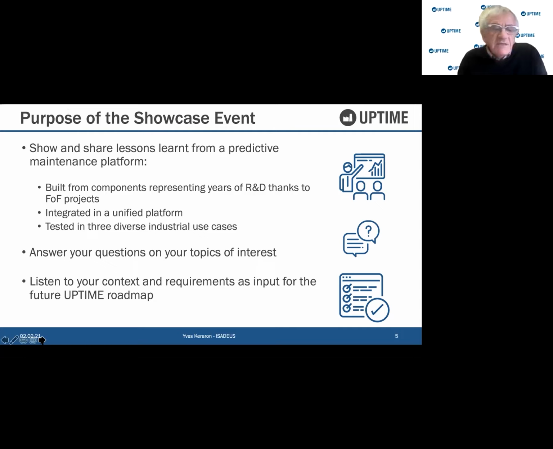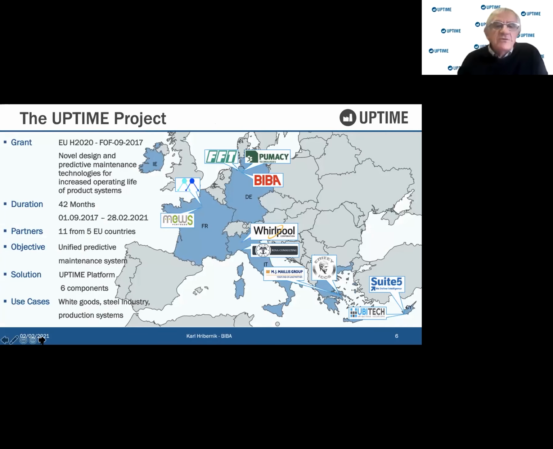We have tried to make this event as productive as possible in these remote conditions. You know, initially it was planned to hold it at the Hanover Messe. For the reasons you know, it was not possible. So we tried to do our best to reproduce the atmosphere of such an event. So I give back the floor to Karl.